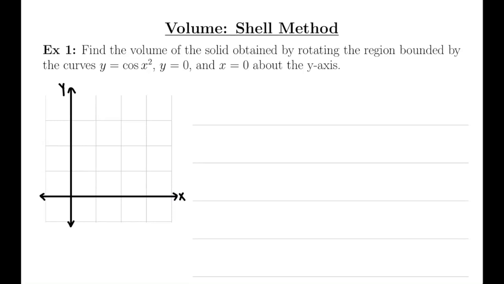All right. So, as usual, the guided notes, the blank one and the filled out one, will be in the description. So, let's start off with example one. Example one says, find the volume of the solid obtained by rotating the region bounded by the curves y equals cosine of x squared, y equals 0, and x equals 0 about the y-axis.